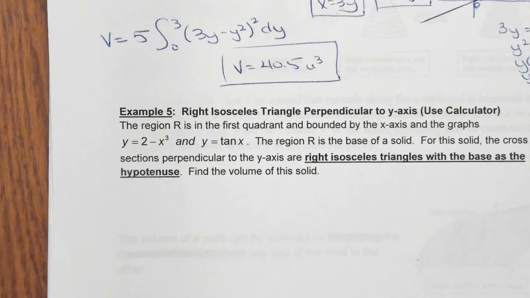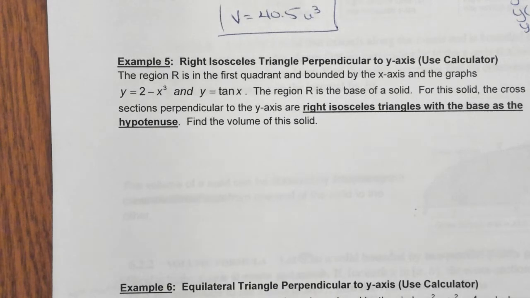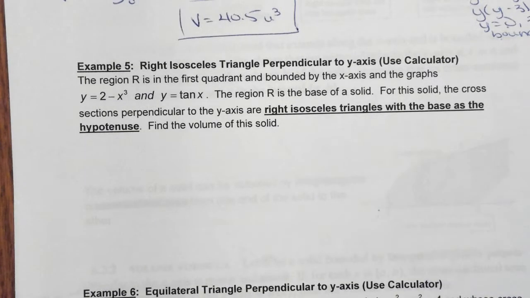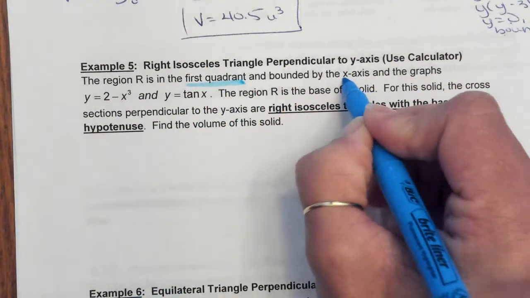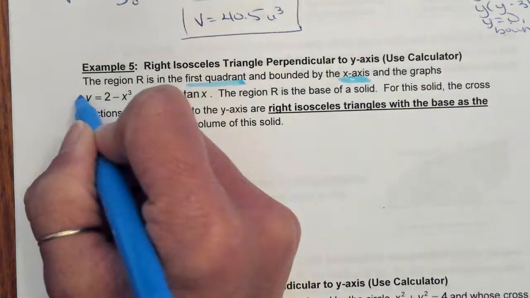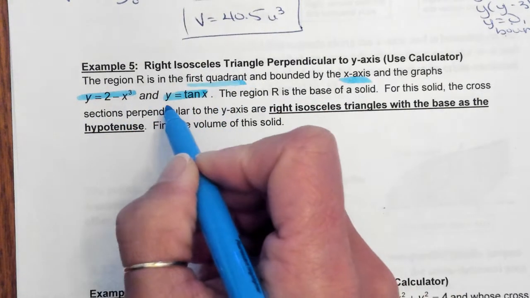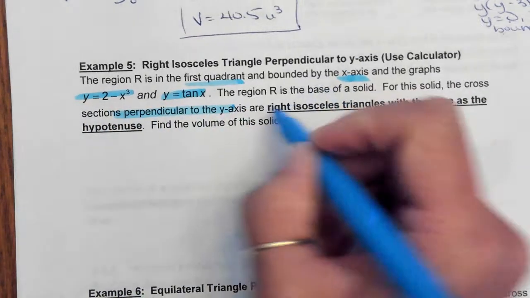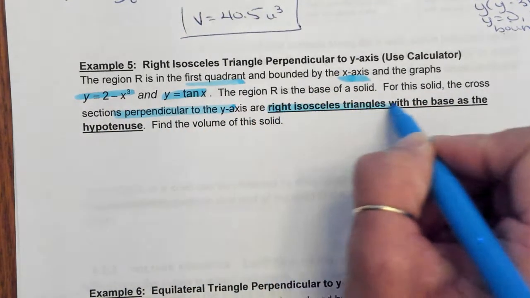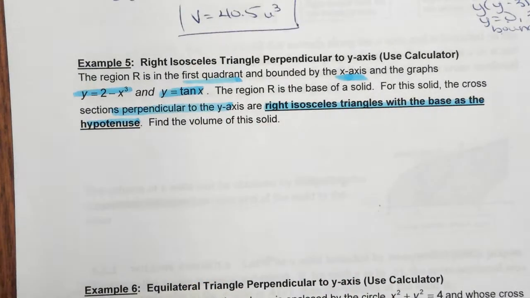Okay, so the last two, again, are with respect to or perpendicular to the y-axis. It says the region R is in the first quadrant, bounded by the x-axis and the graphs of y equals 2 minus x cubed and y equals the tangent of x. The cross sections are perpendicular to the y-axis and are right isosceles triangles with the base as the hypotenuse, and we want to find the volume.